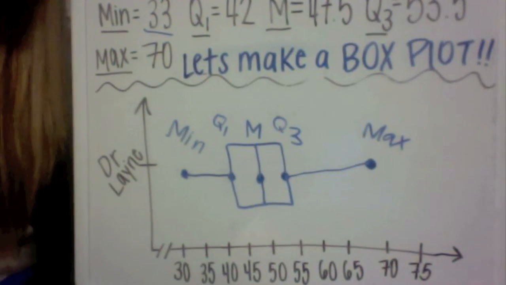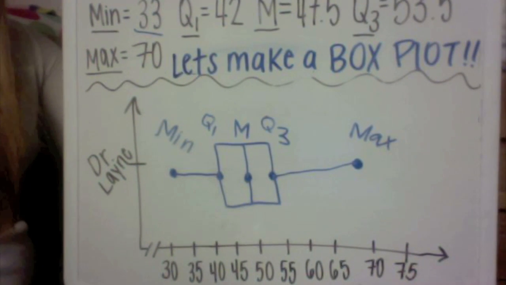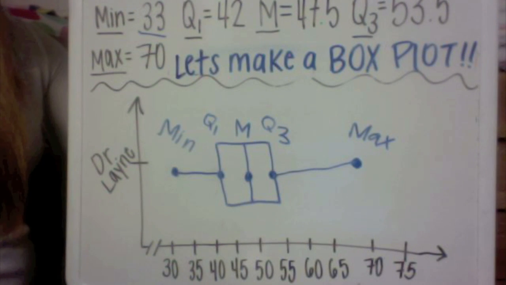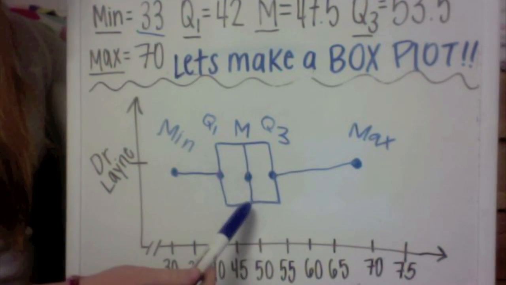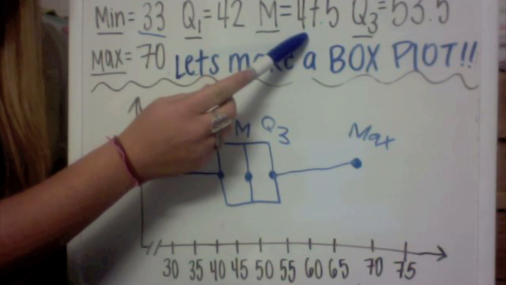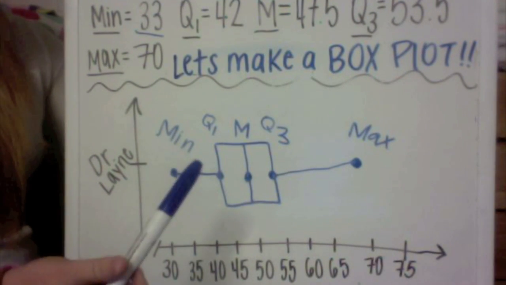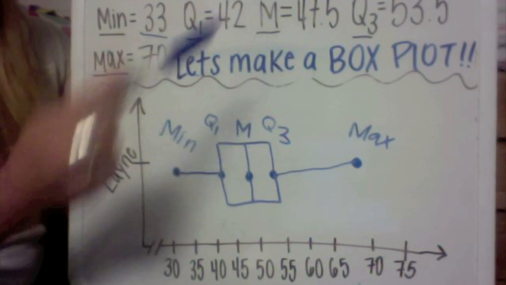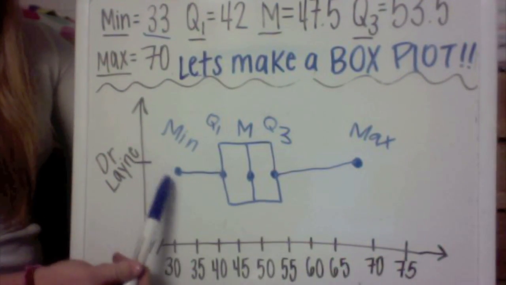Now you've made a box plot for how many hot dogs that Dr. Lane ate in 8 days. So based on this data, you would assume that the average number of hot dogs that Dr. Lane ate during all of his practice was 47.5. So when it comes down to the contest, he will eat approximately 47.5. He could eat as many as 70, and he could eat as few as 33.